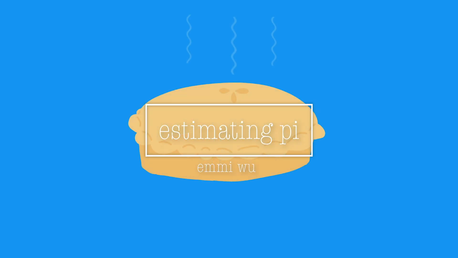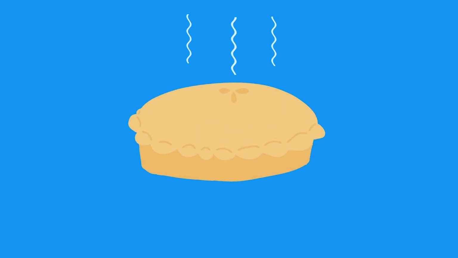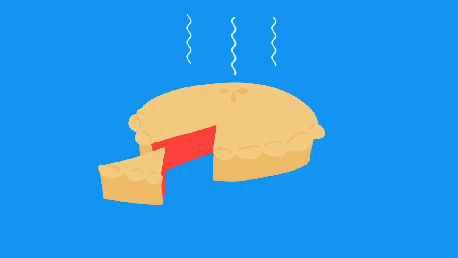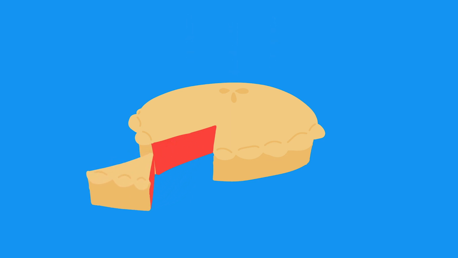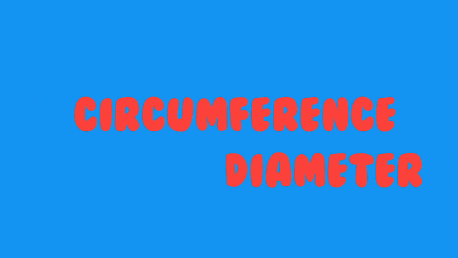A pie is a big dish which is made of a pastry dough casing filled with a sweet filling. But today, the pie we're talking about is actually the relationship between the circumference and diameter of a circle. The diameter is a straight line passing from side to side through the center of a shape, whereas the circumference is the perimeter. We all know that as the diameter gets bigger, the circumference gets bigger.